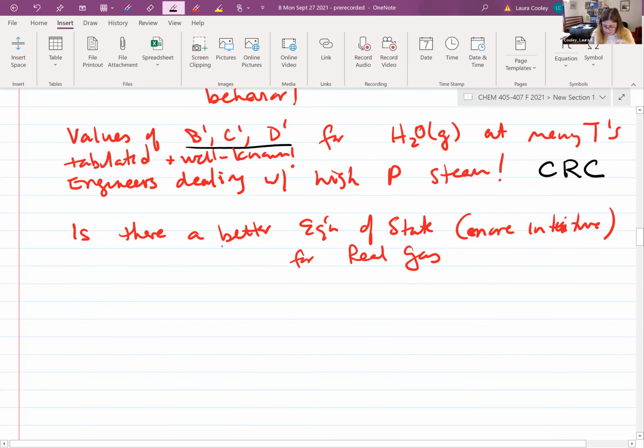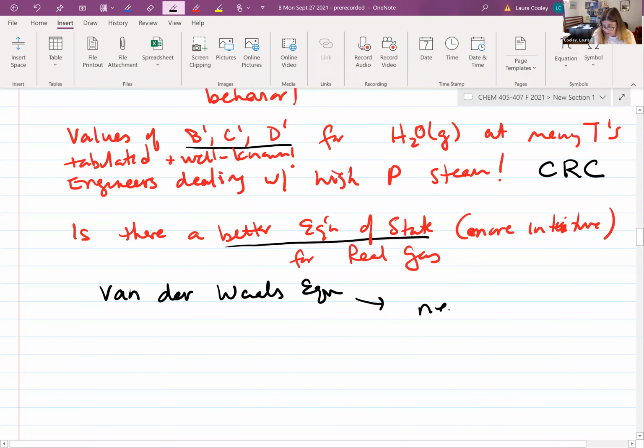But anyway, there is a better equation of state, well, better in the sense of being more intuitive, and that's called the van der Waals equation, which is going to be a start next time's class.